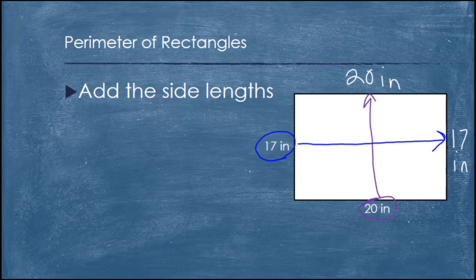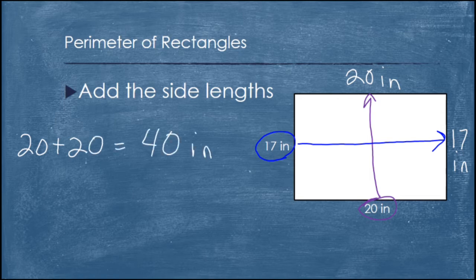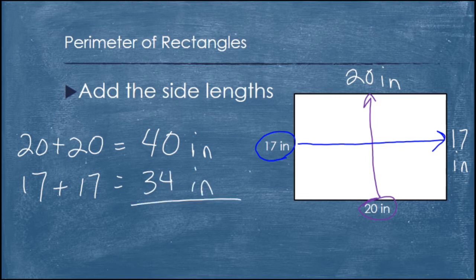And all we're going to do is add up these totals. So we do 20 plus 20 is equal to 40 inches. And then 17 plus 17 is equal to 34 inches. And when we add these two totals together, our total perimeter is 74 inches.